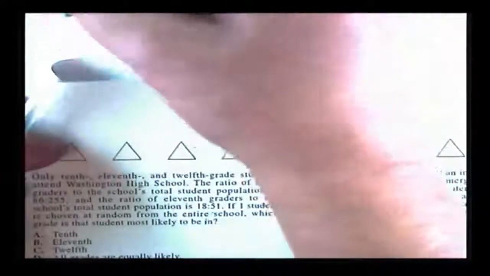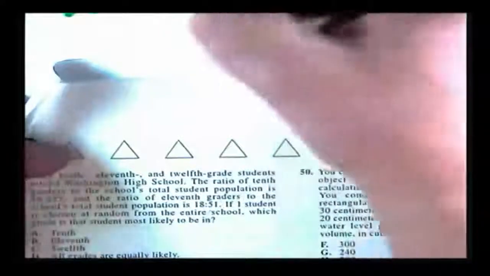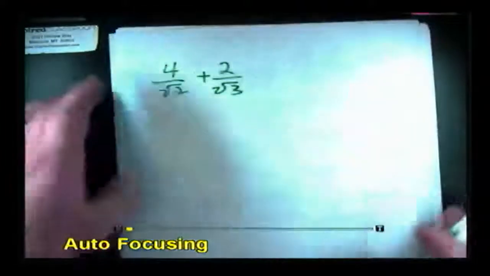Obviously, this question is towards the end of the test. It's a little bit tricky. But it tests your knowledge on roots and how you manipulate them. So I will rewrite the problem to start here. We had 4 over root 2 plus 2 over root 3. There it is, right there.